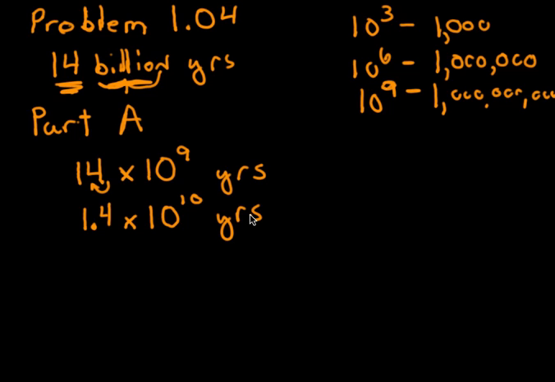And so we have our significant figures up front. The 1.4, we see 2. And then the 10 to the 10th tells us the scale of how large that number happens to be.